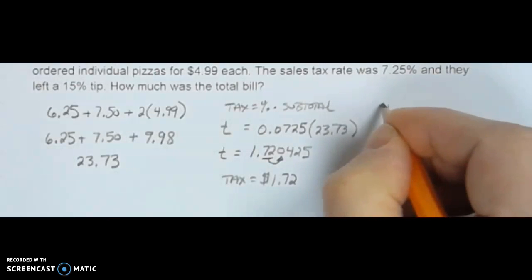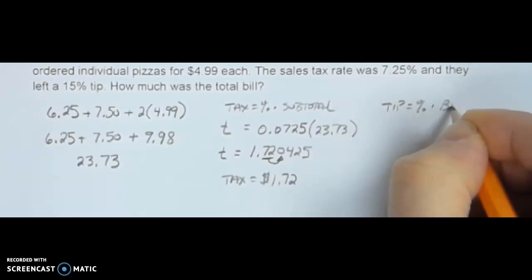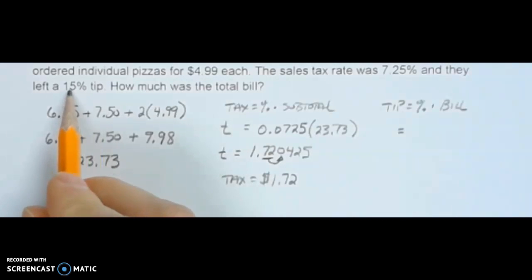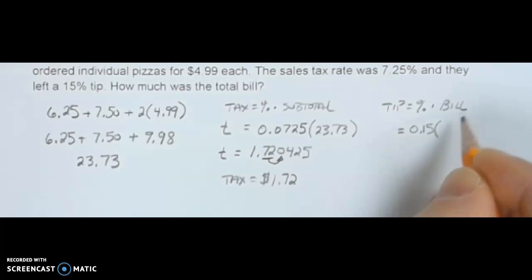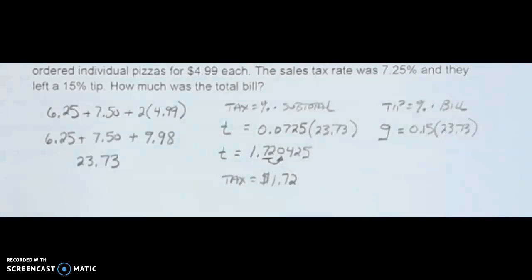So for the tip, that's a percent of the original bill. Okay, they're going to leave a 15% tip. Move the decimal back twice for 15 hundredths. And again, the original bill, the subtotal was $23.73. And that's going to give us G, the gratuity or the tip.